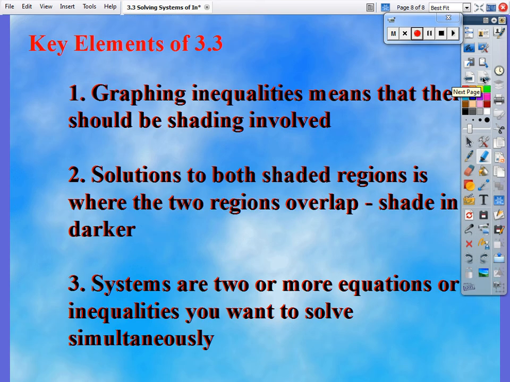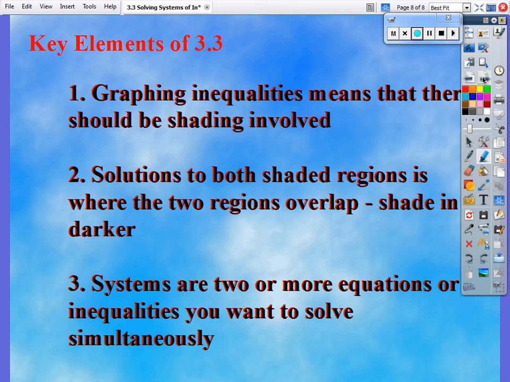Okay? Here's sort of a summary of some key elements of 3.3. Graphing inequality means that there should be shading involved, a lot of shading. And you're looking for where the shaded regions overlap. That's what you shade in darker. That's your solutions. And that's what we talked about with systems. When you have two or more equations, or variables, that indicates that you need a system. If it's with inequalities, then you want to try to figure out what shaded regions, what parts do they share, because those are the solutions, and we're solving them simultaneously.